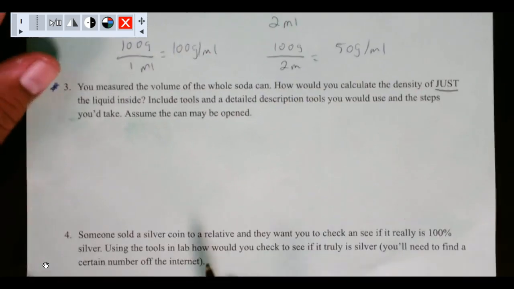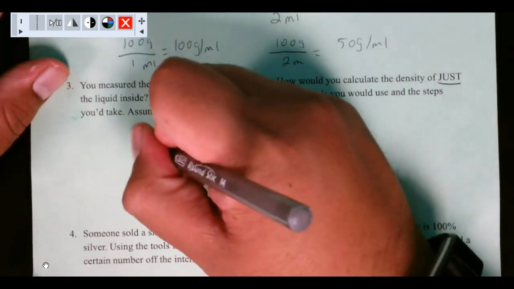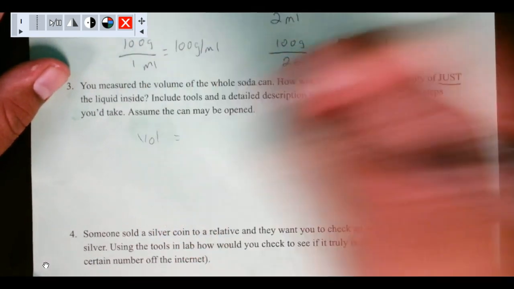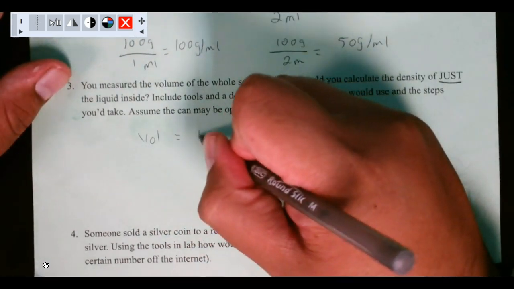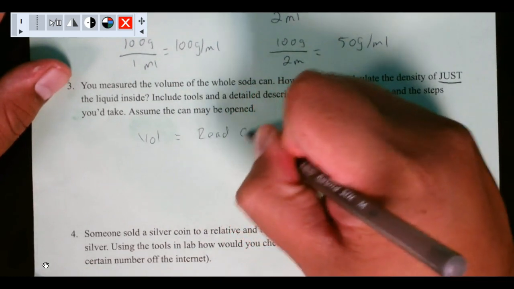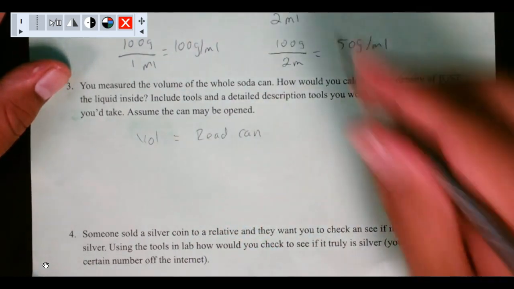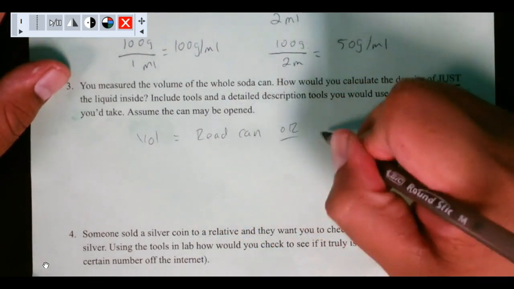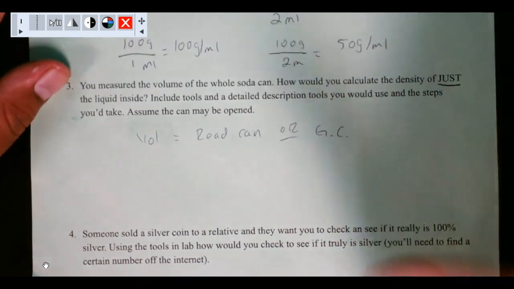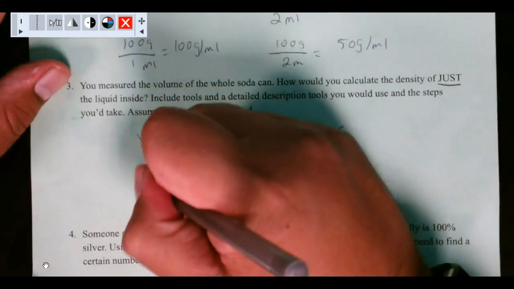So this one is a soda can one. Basically, for volume, you can find it 2 ways. You could read the can. That's the easiest one. Or you can use a graduated cylinder. That's also fine. What about the mass?